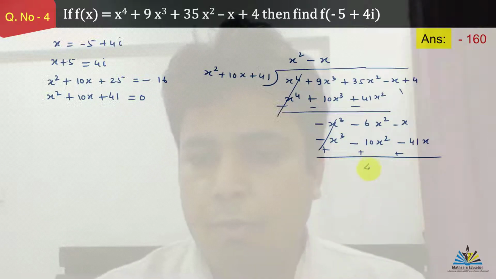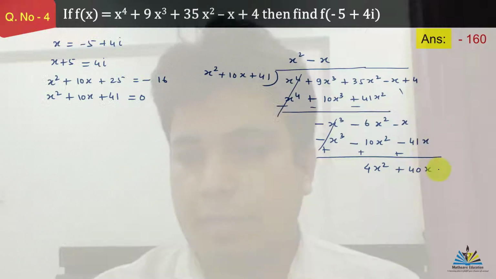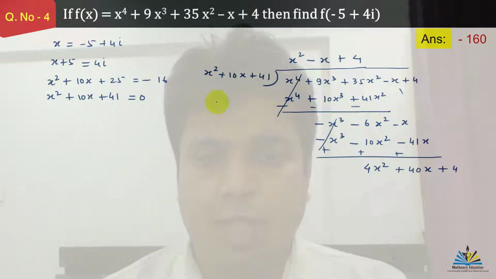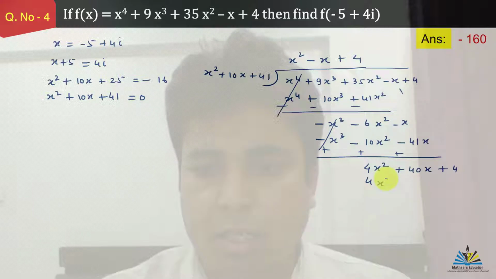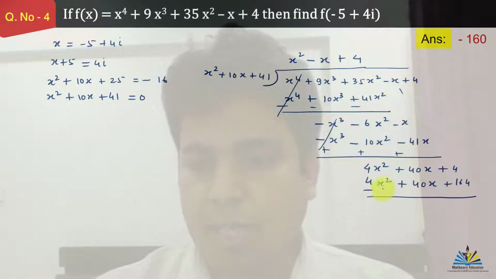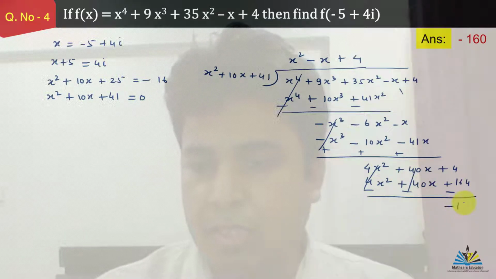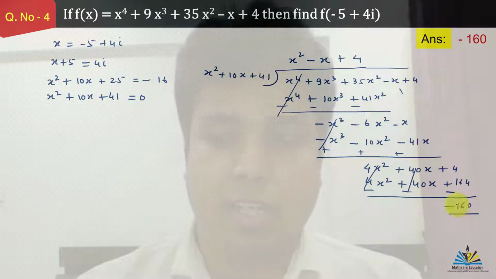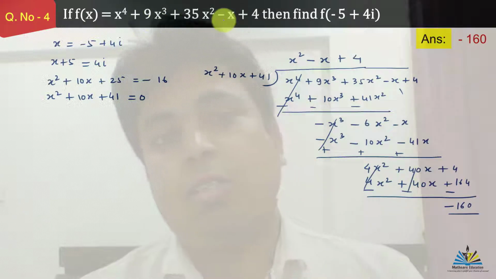This becomes 4x square plus 40x plus 4. So if we multiply it by 4, then we will get 4x square plus 40x plus 164. So this is subtraction again. You can observe here that we are getting the remainder as minus 160, and that is the answer to this question.